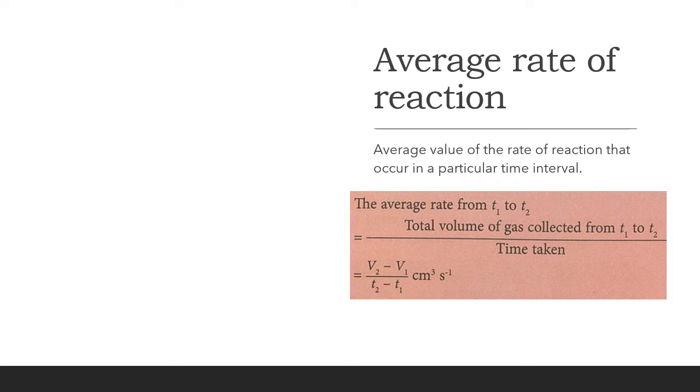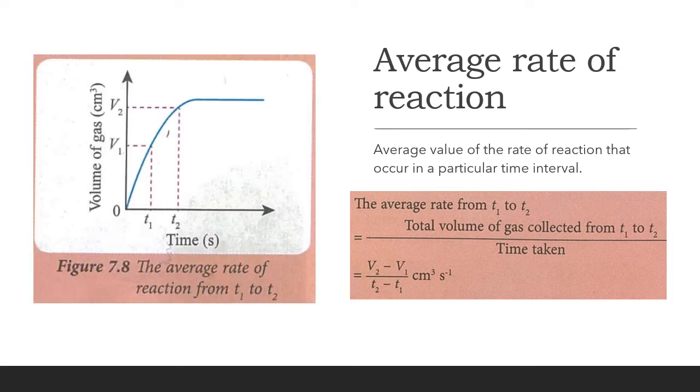Average rate of reaction in a particular time interval. So the punya formula is total volume of gas collected from T1 to T2 divided by time taken. Example here, kalau dia tanya what is the rate of reaction at second minute, so at second minute means that second minute kena tolak dengan first minute. Okay. Data second minute tolak dengan first minute. So that's why kat sini volume collected at the second minute tolak volume collected at the first minute, and then time second tolak dengan time first tadi.